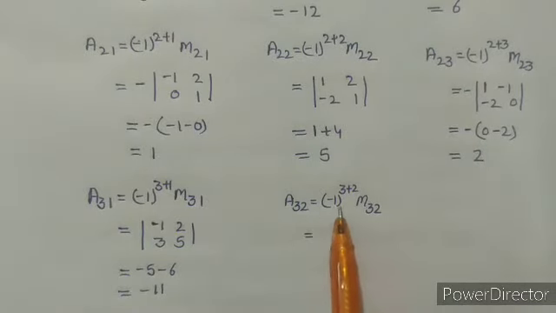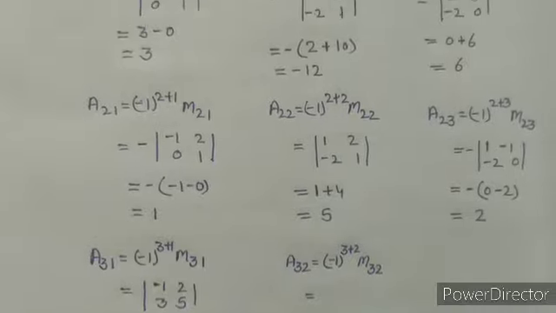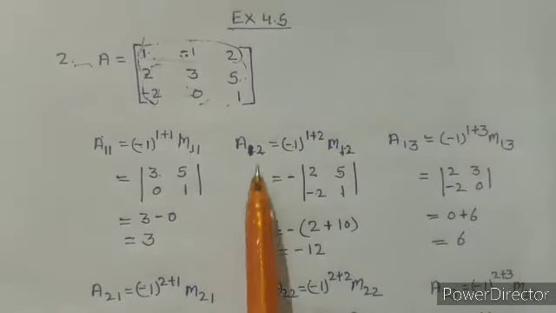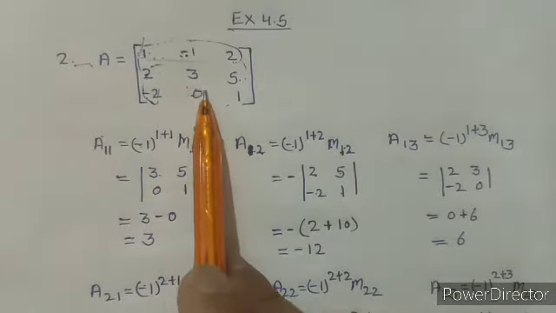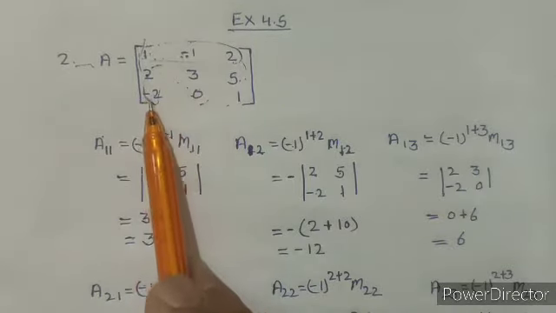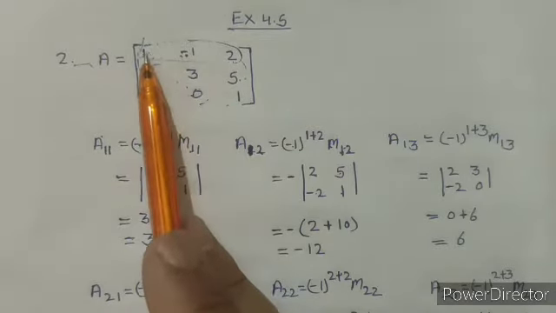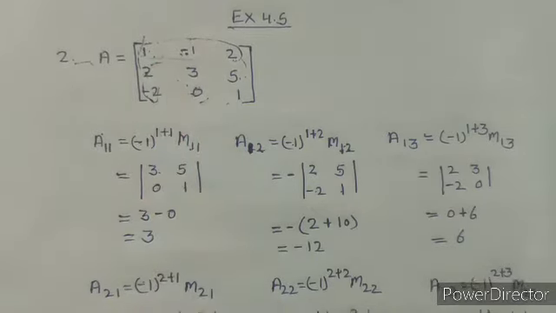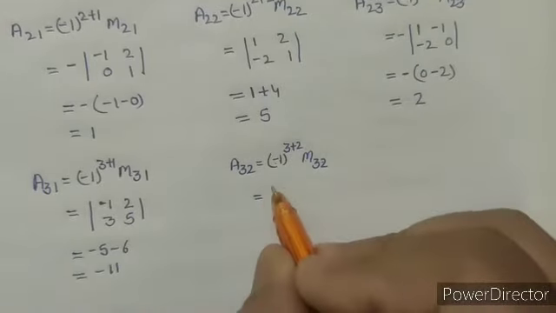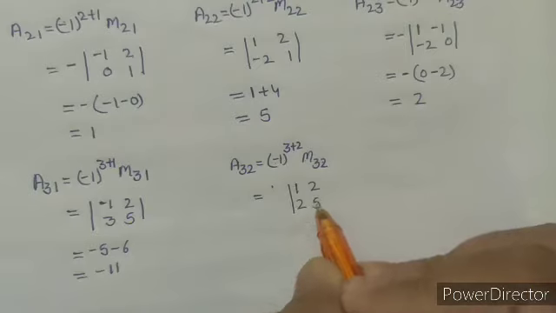Now A32 will be equal to minus 1 raised to power 3 plus 2 times the minor of A32. Now A32, that means we are finding the minor of 0, and that means we have to eliminate the row and column of A32, and that will give us the determinant of 1 2 2 5. This will be the determinant of 1 2 2 5, the minor of 3 2.